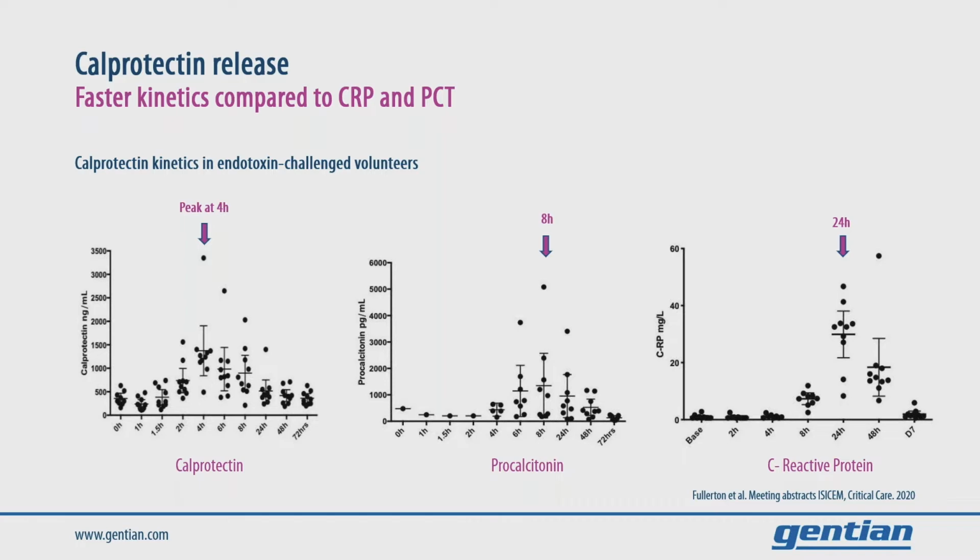And PCT and CRP showed slower kinetics. PCT had a peak of around 8 hours and normalized after 48 hours, while CRP had the slowest kinetic, reaching its peak only after 24 hours. This kinetic is important to remember, especially in the clinical settings where very early detection of inflammation can be crucial to provide fast and timely treatment.